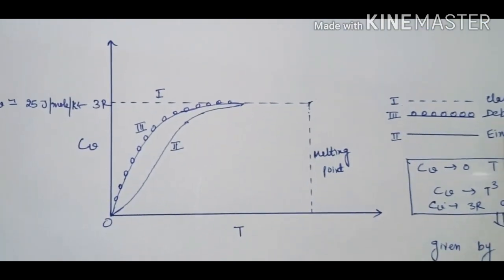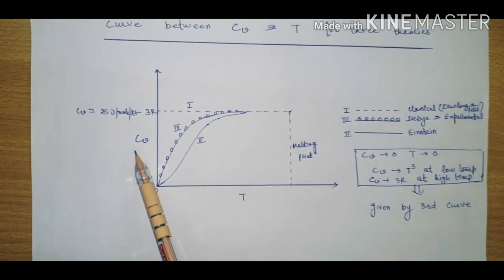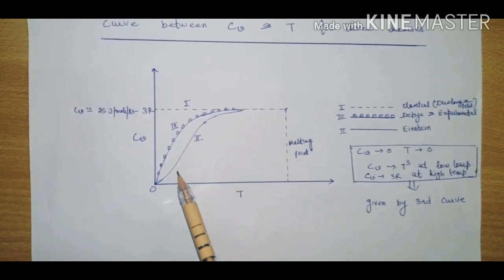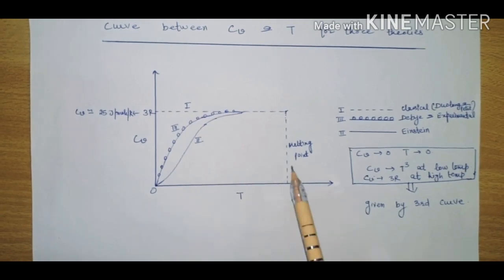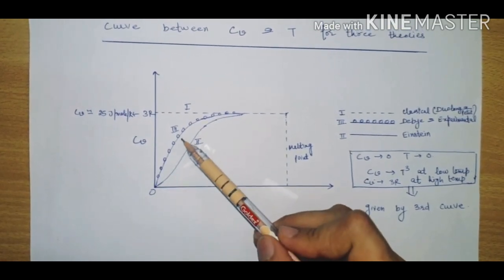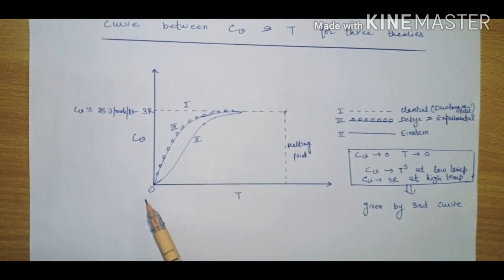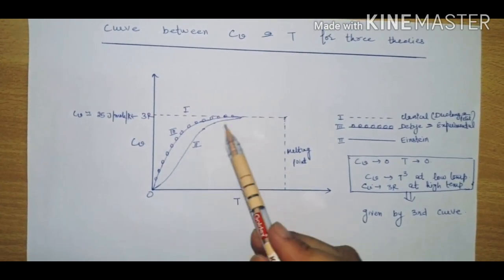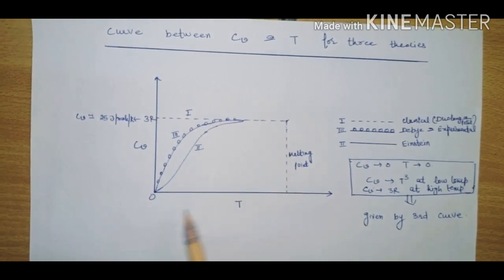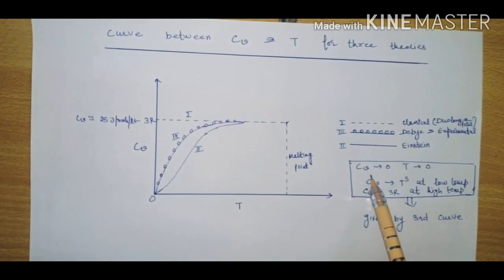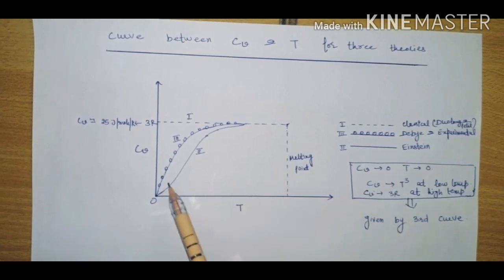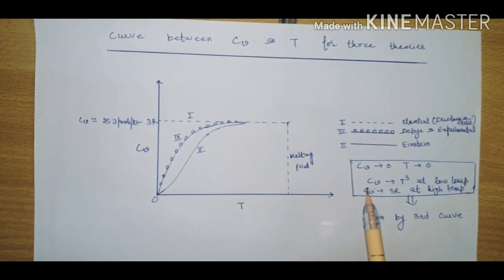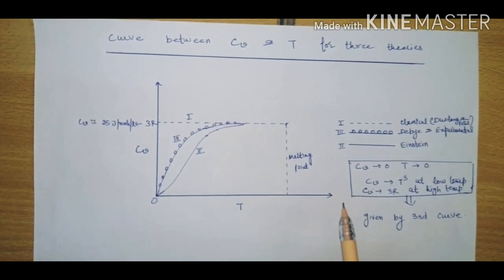Then the third curve, which has dots like this, is the Debye curve between specific heat and temperature, and it is in good agreement with the experimental curve. The experimental curve is also like this. This gives the value of specific heat at lower temperature, follows the T cube law, and at higher temperature 3R, and when T approaches 0, CV approaches 0. So the Debye model is in very good agreement with the experimental.